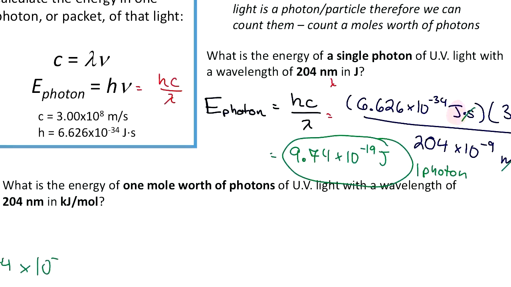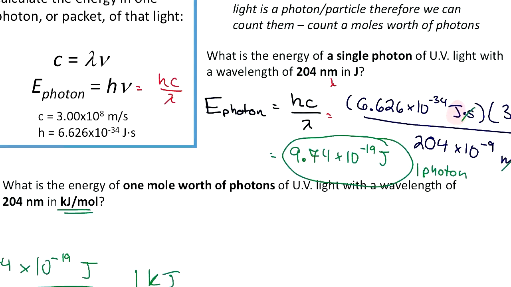We have 9.74 times 10 to the negative 19 joules in 1 photon. I want instead the unit in kilojoules per mole. So we just have to change both units. We need to change joules to kilojoules, and we need to change 1 photon to a mole's worth of photons. We can do that using Avogadro's number. So let's change those units one at a time. Which one do you want to do first, the top one or the bottom one? Top, yes. All right, so let's change joules to kilojoules. That one's straightforward. There's 1,000 joules in 1 kilojoule.